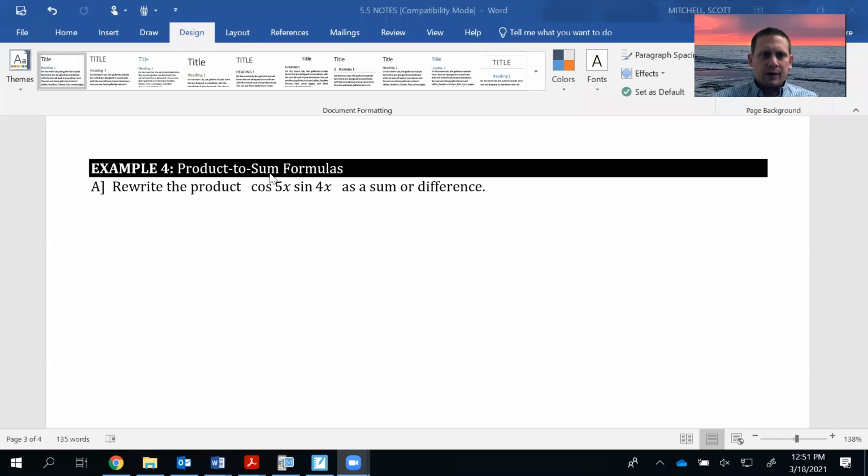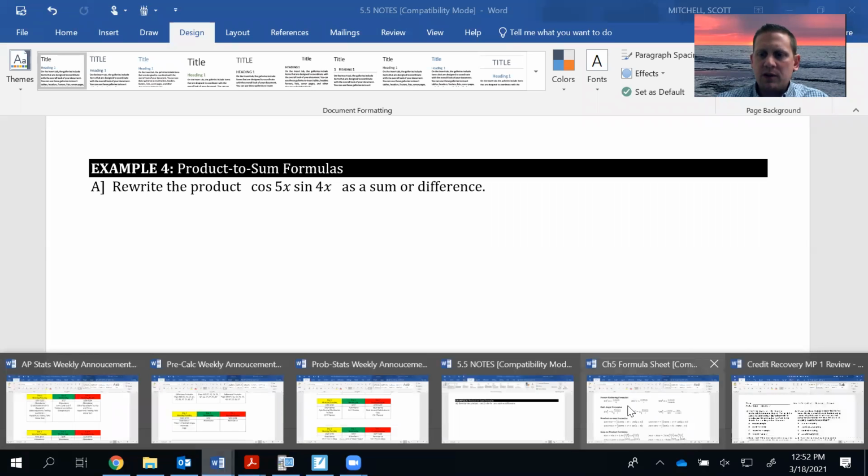Hey there, pre-calc students. We're going to continue with multiple angles and sum to product. So we're going to take product to sum formulas here, sum to product. That's going to be our main focus. So we're going to rewrite this product, this is multiplication, as a sum or a difference. Okay, so we have a cosine times a sine.